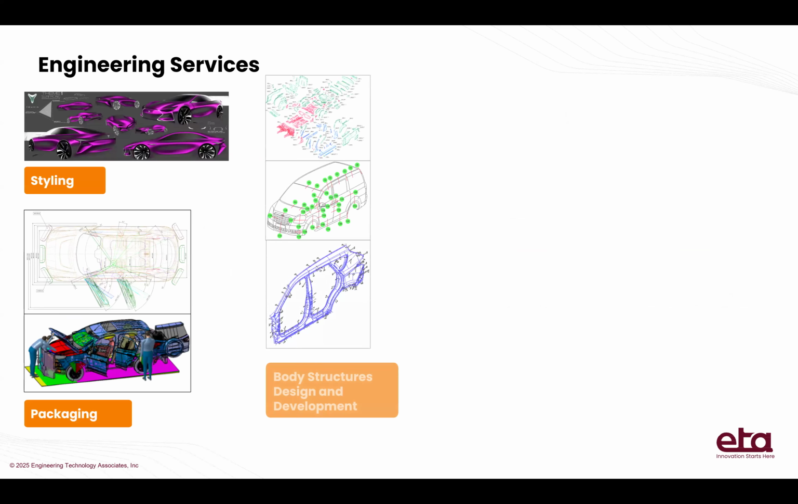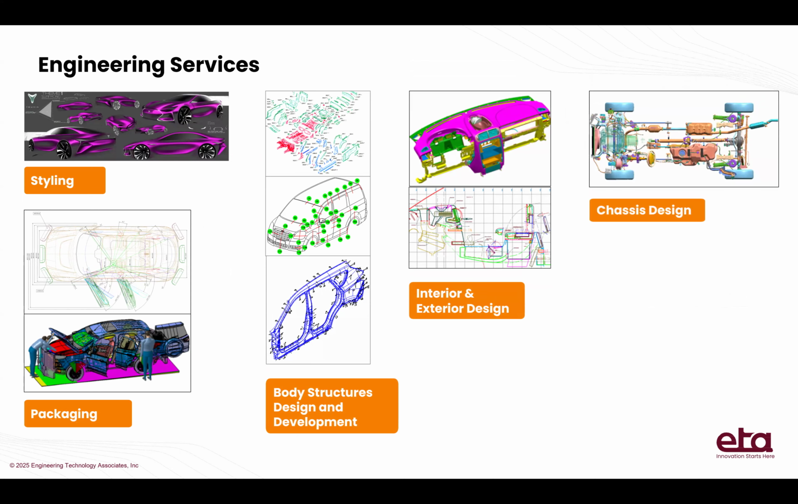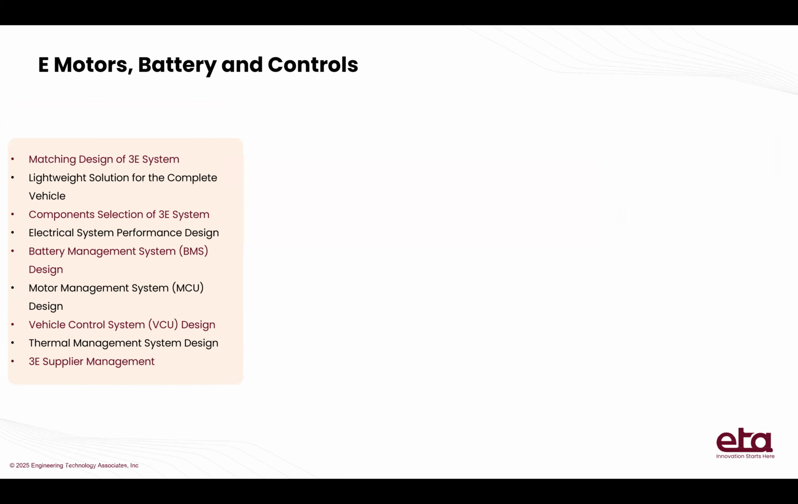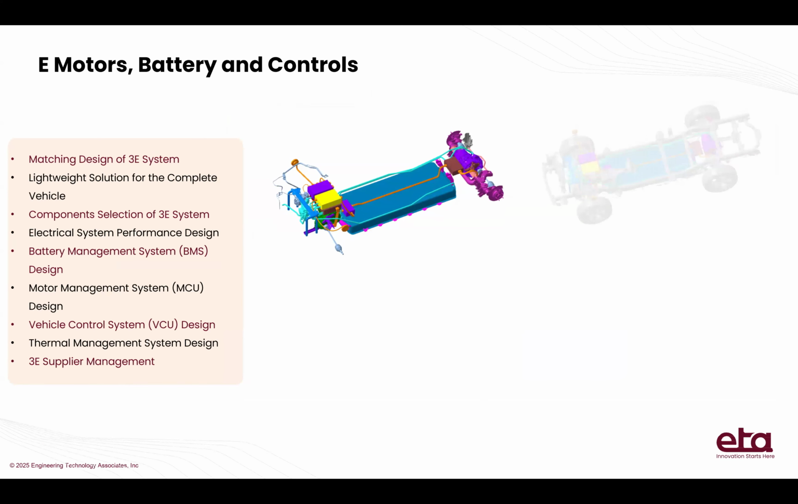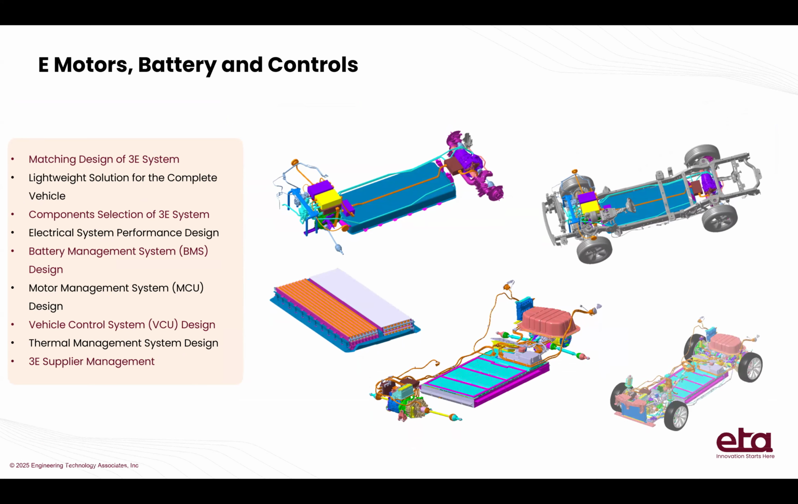So we can support our clients in any attributes of development as listed here: styling, packaging, interior, exterior, chassis, even the body structures. We also have a capability to do all types of CAE simulations, from basic static analysis to complicated crash, occupant safety, NVH, CFD, chassis, and so on. Lately, we also have added capabilities related to the battery and controls.